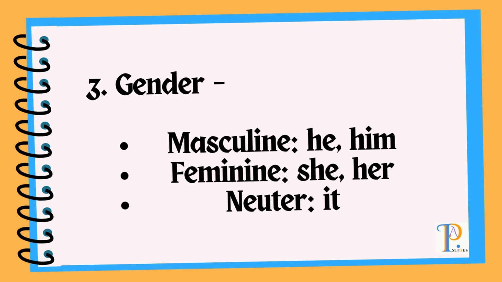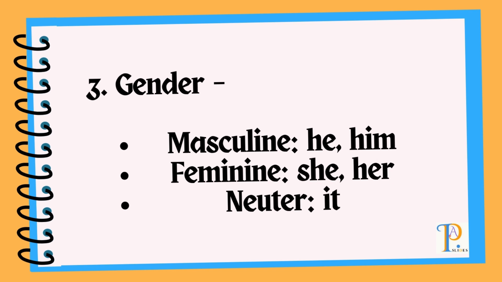The masculine simply means anything that is related or connected to the males, while feminine is anything that is related to females. And the neuter is used to show something that is neither male nor female. Examples of masculine pronouns, we have he and him, and examples of feminine pronouns, we have she and her. And then in the neuter, we have examples such as it.